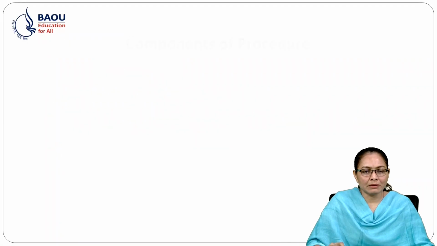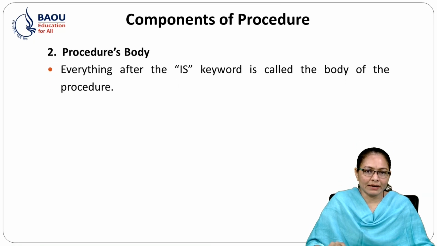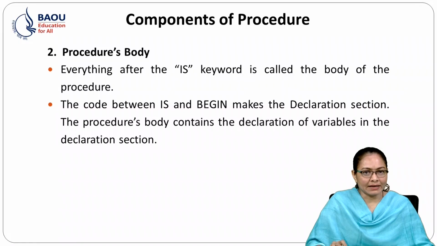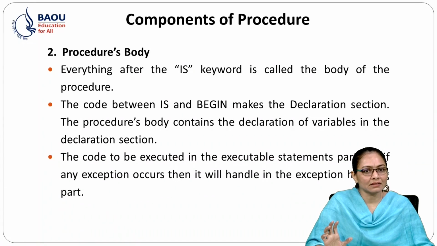Now, what do you mean by procedure body? The procedure body is everything after the IS keyword. I already explained IS to END keyword; in between, it is the procedure body. So everything after the IS keyword is called the body of the procedure. The procedure body contains the declaration of the variables in the declaration section, and the code to be executed in the executable statement part.